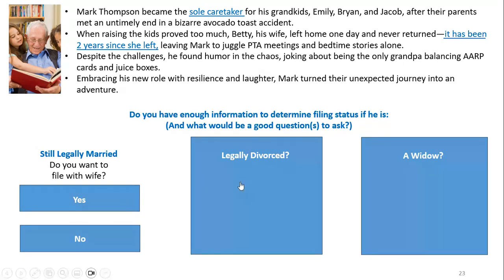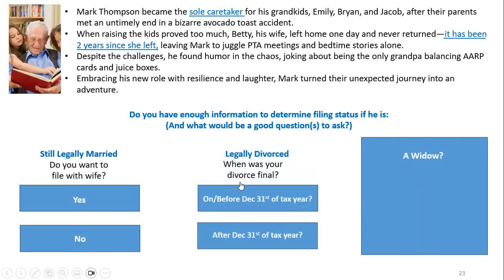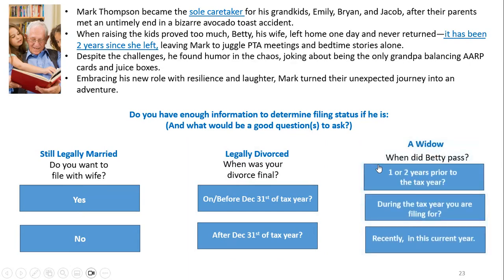If they're legally divorced, you're going to need to know, when did they get divorced? And if she's a widow, you need to know, when did she pass away? Depending on how he answers that question, when she passed away, is going to determine filing status as well. Pay very close attention to those two big boxes because more than likely you're going to get this wrong. Most people get these questions wrong.